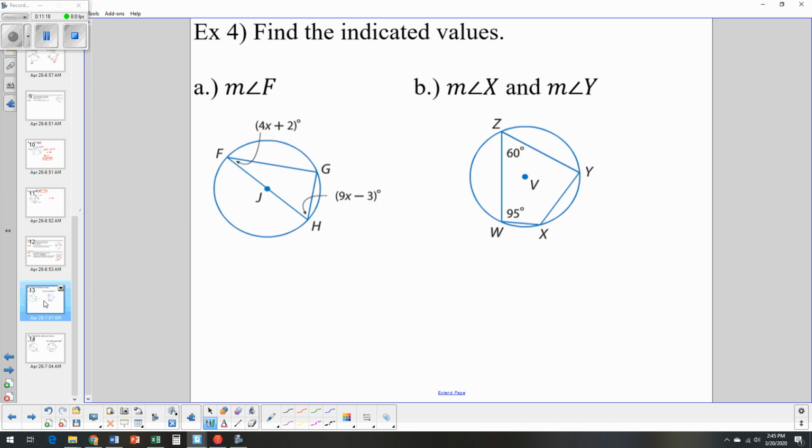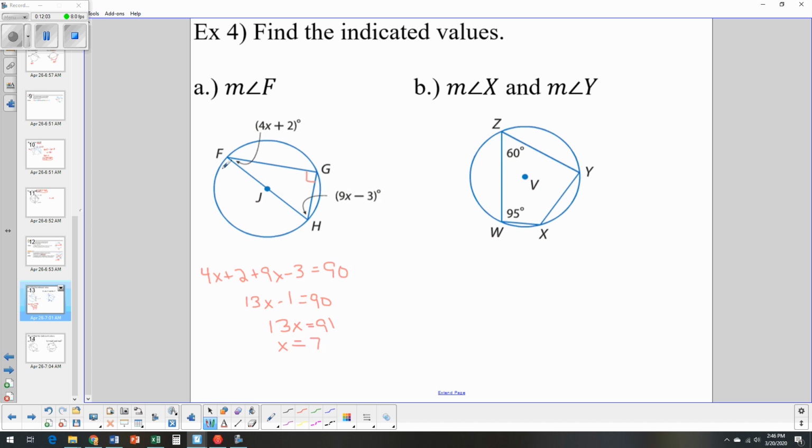In example 4, part A, we're looking for the measure of angle F. I see that side FH is a diameter, making this a right triangle. So the remaining two angles have to add to 90. So we're going to do 4x plus 2 plus 9x minus 3 equals 90. So that's 13x minus 1 is equal to 90, which means 13x equals 91. And I get x is 7.